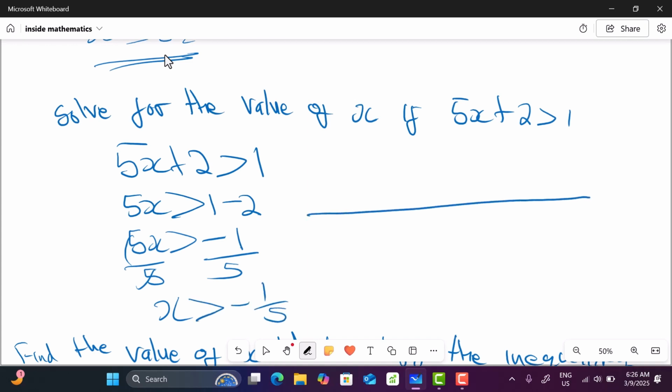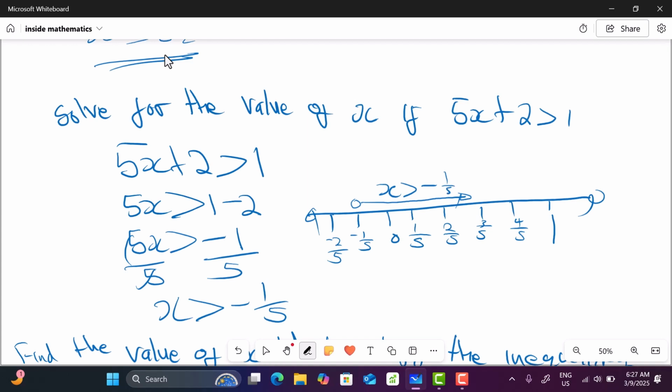If you are also representing this, 1 over 5, 2 over 5, 3 over 5, 4 over 5, then 1. Same goes here, it goes like -1 over 5, -2 over 5. It goes this way. So we're saying x is greater than -1 over 5. Since it is greater, we don't shade. We just put a circle. After putting a circle here, we point to this direction on the greater side. So x is greater than -1 over 5.